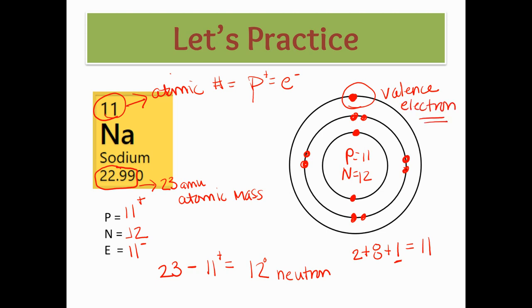The valence electron, again, is the electron that's out on the outermost level or outermost shell of the atom, and it's the one that's going to be the most reactive. It's going to react with other atoms from other elements, and that's where you're going to have your chemical reactions. That's where that's going to occur.